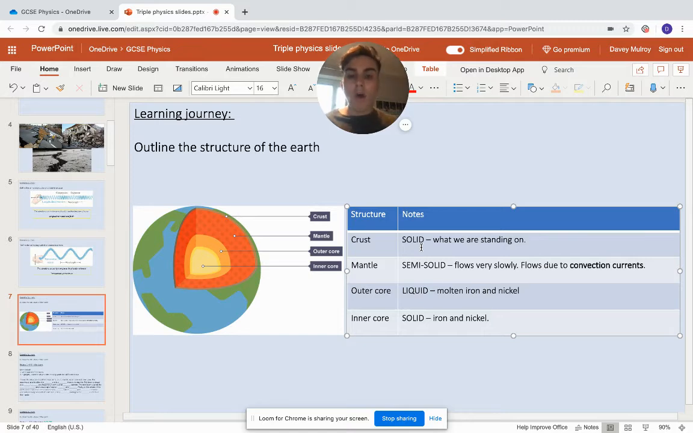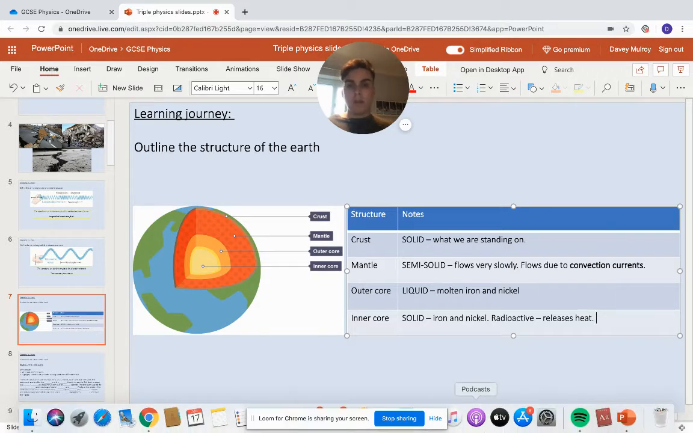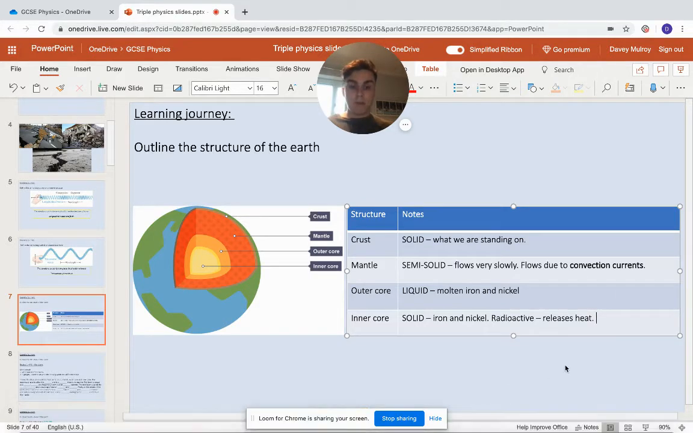and it's the hottest part of our Earth. And the reason for this is that the inner core is radioactive, okay? And it releases heat. Now, do you remember that bold term, the convection currents? These are caused by that release of heat, okay? So there's a nice summary.